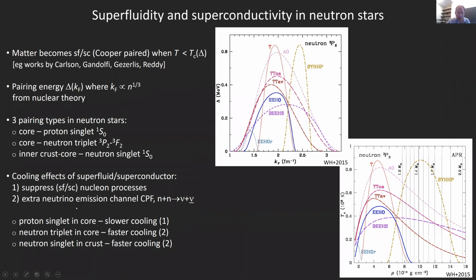The second effect, though, is that there becomes an extra neutrino emission process called the Cooper pair formation and breaking process, which is when you have pairs of neutrons or protons pairing, and they emit neutrinos which carry away energy. So this extra process is an extra neutrino loss mechanism, and so that can give you faster cooling. So the dominant effect for the protons in the core is that it slows down the cooling due to the suppression of nucleon processes, whereas for the neutrons in the core and the crust, the dominant effect when they become superfluid is faster cooling because of this extra cooling channel.